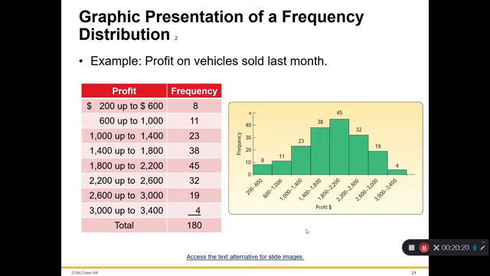We can show this with the same example that we have been using. We had profit 200 to 600, and the number of occurrences of values in this range is 8, and so on. We can use Excel to plot this. We have frequency on this side and profit on this side, and this looks almost like a normal distribution. Yes, you can see that. So this is a graphical presentation of the frequency distribution, plotted using Microsoft Excel.